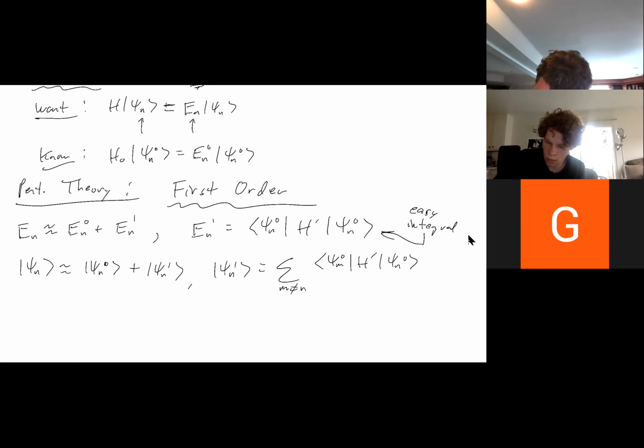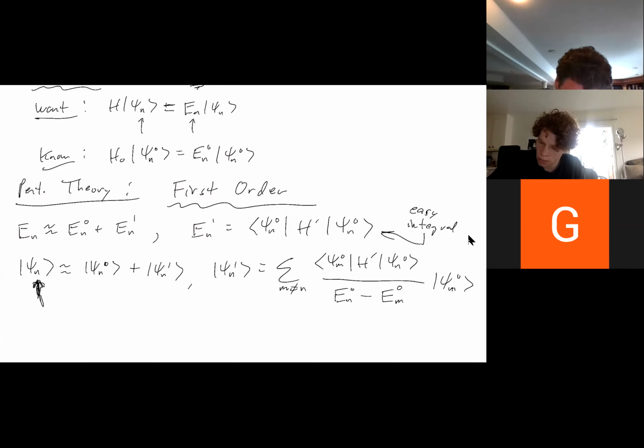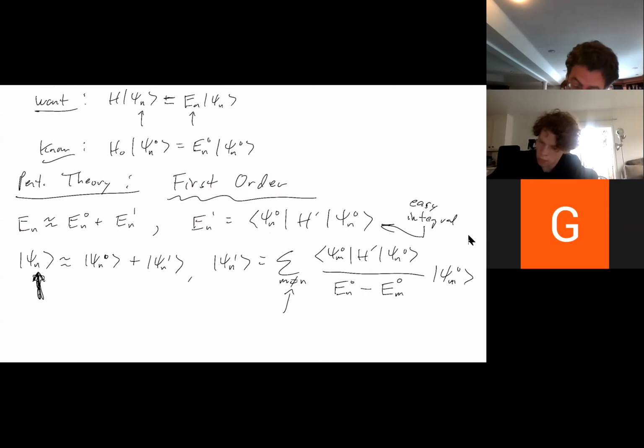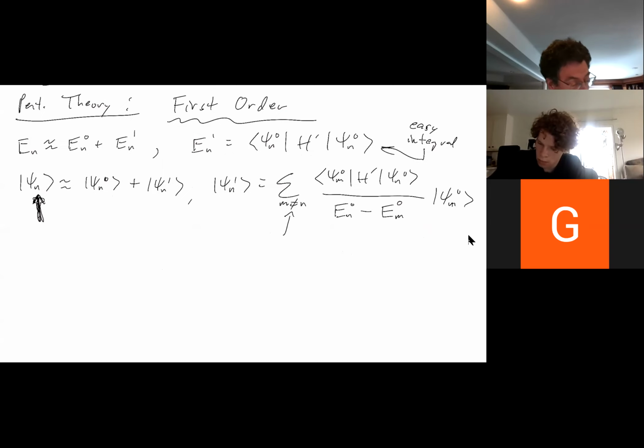And this is the weird formula. It depends only on the unperturbed states, which we know. And it's a sum over all the states except for the nth state. We're talking about the nth state, and so the nth state is set by that. That's the nth state, the one we're talking about. And so we do a sum over all the unperturbed states except for the nth state. And that's it. Okay, so that's the first order results.